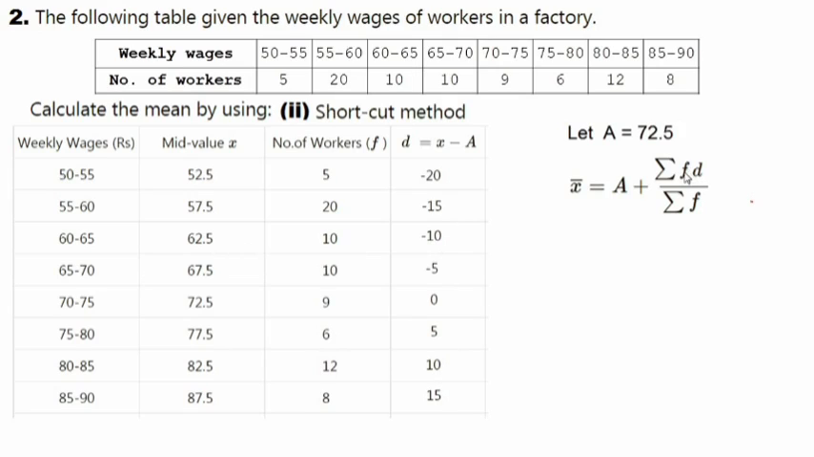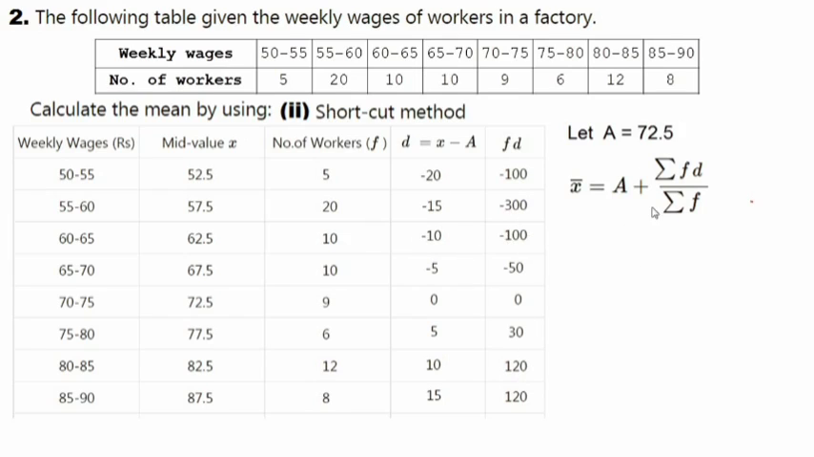Now I want the product of f and d. So I have f here, I have d here. So let's find its product. So fd will turn out to be this much. 5 into minus 20 is minus 100, 20 into minus 15 is minus 300, and similarly these follow.